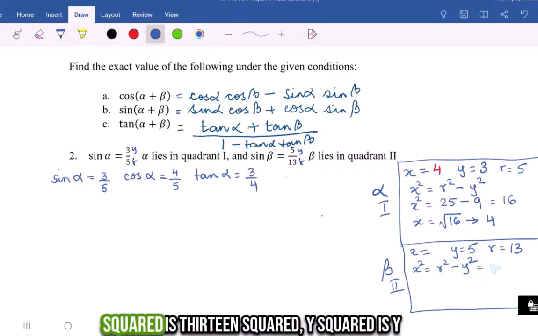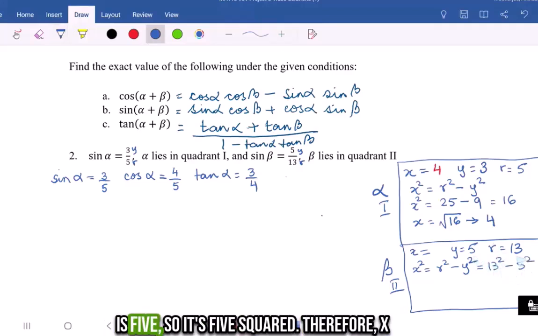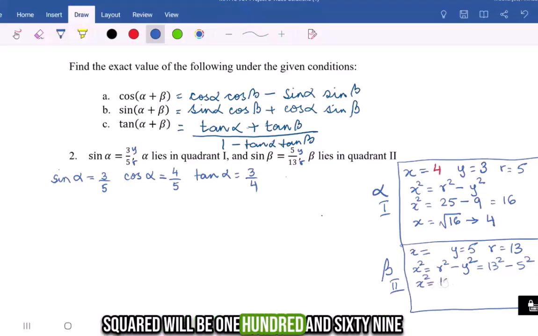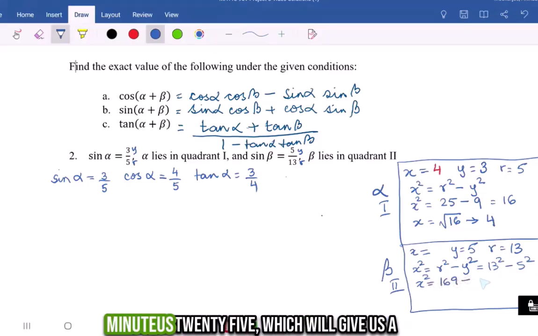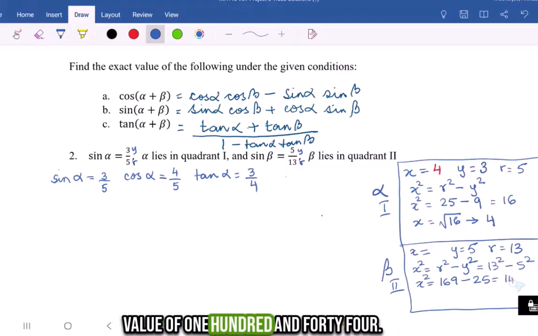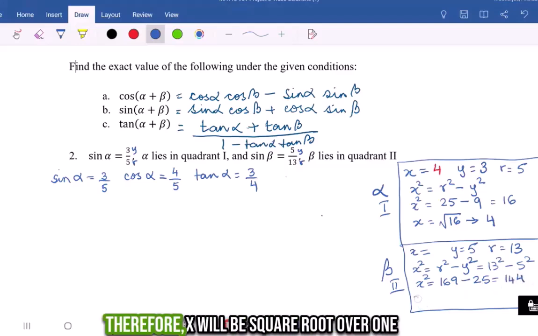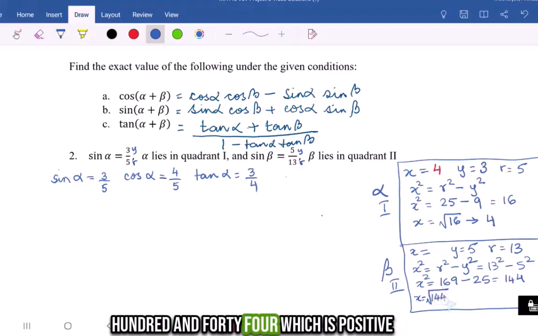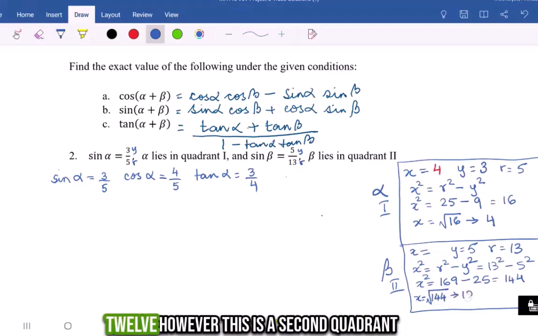R squared is 13 squared. Y squared is, y is 5, so it's 5 squared. Therefore, x squared will be 169 minus 25, which will give us a value of 144. Therefore, x will be the square root of 144, which is positive 12.